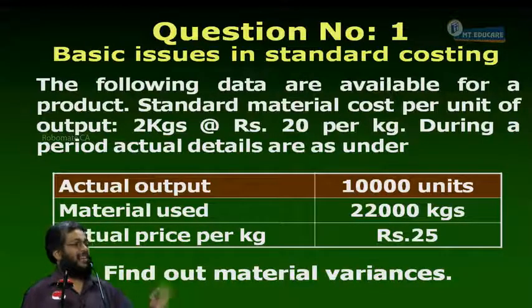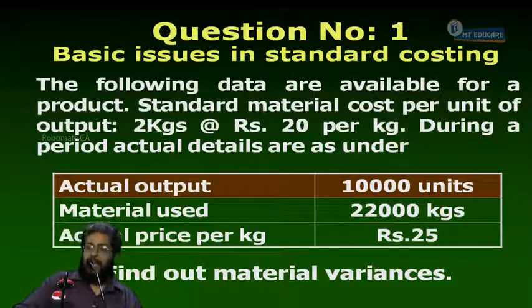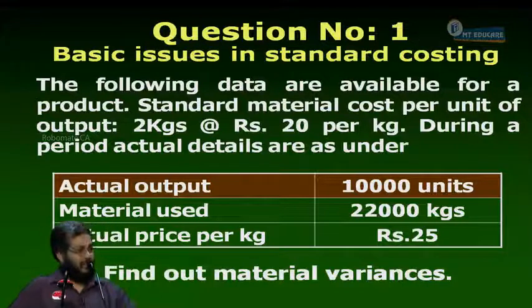This is the calculation. SQ means what? Standard quantity of raw material for the actual output. What is AQ? Actual quantity of raw material. What is SP? Standard purchase price. What is AP? Actual purchase price. Everybody having the clarity or not?